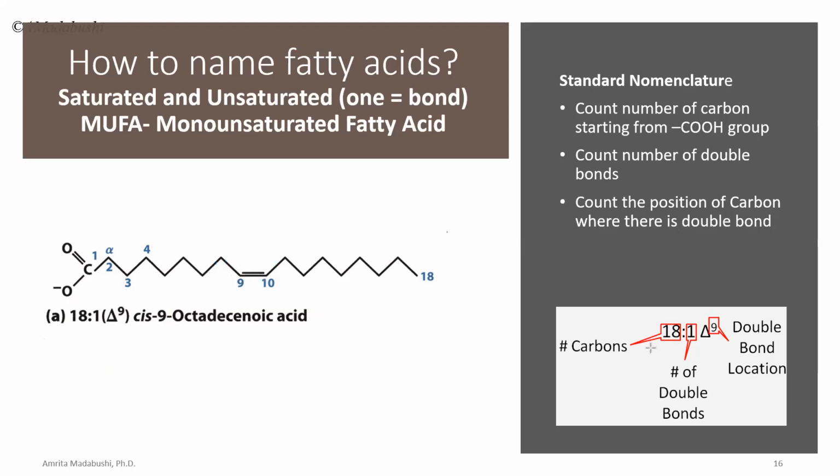Looking on the right side, 18 is the number of carbons, 1 is the double bond, and this is the double bond location. Does anyone have anything to ask from this particular slide? Yes, Professor. Do we not count the double bond at carbon 1? No, good question. No, we don't, because it's COOH. You have already taken into account an oic acid.